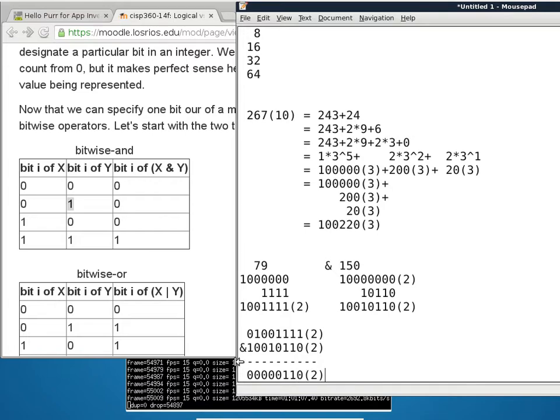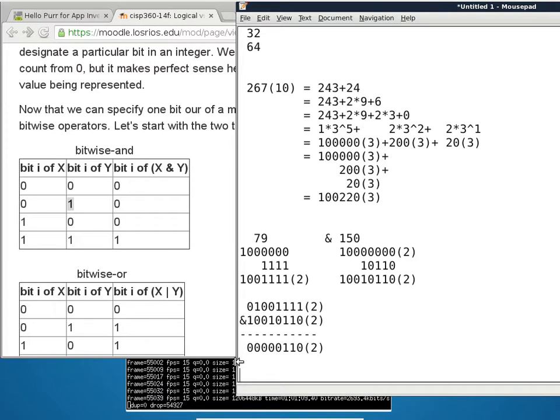That's a base 2 number. And so that means this thing ends up with 110 as a base 2 number, which is 6 in base 10. Kind of awkward, but that's how it works out.